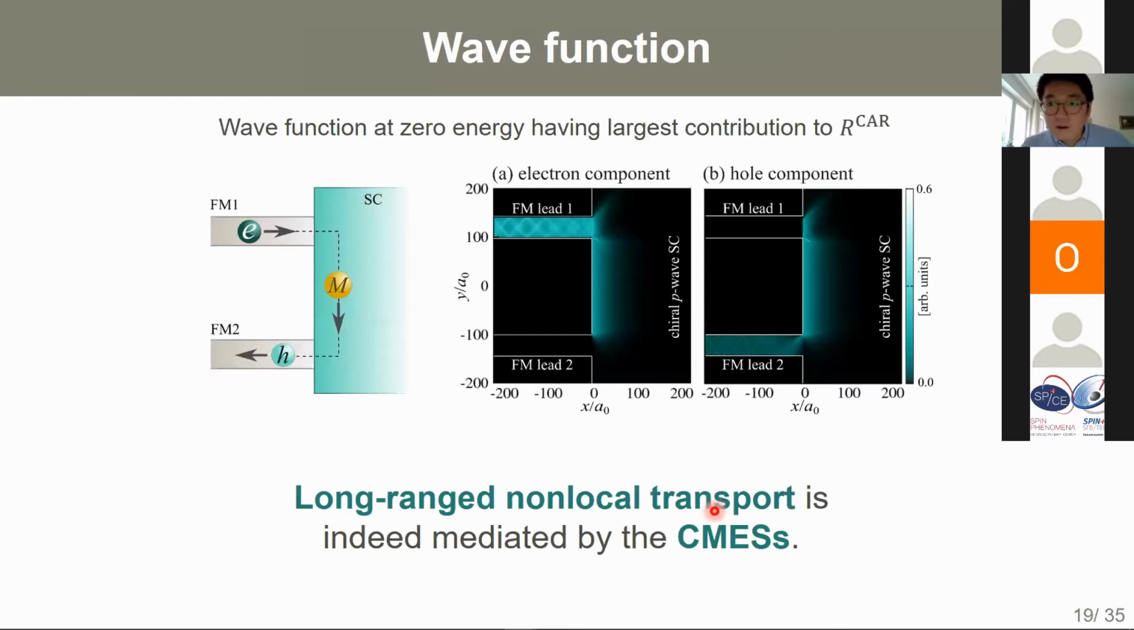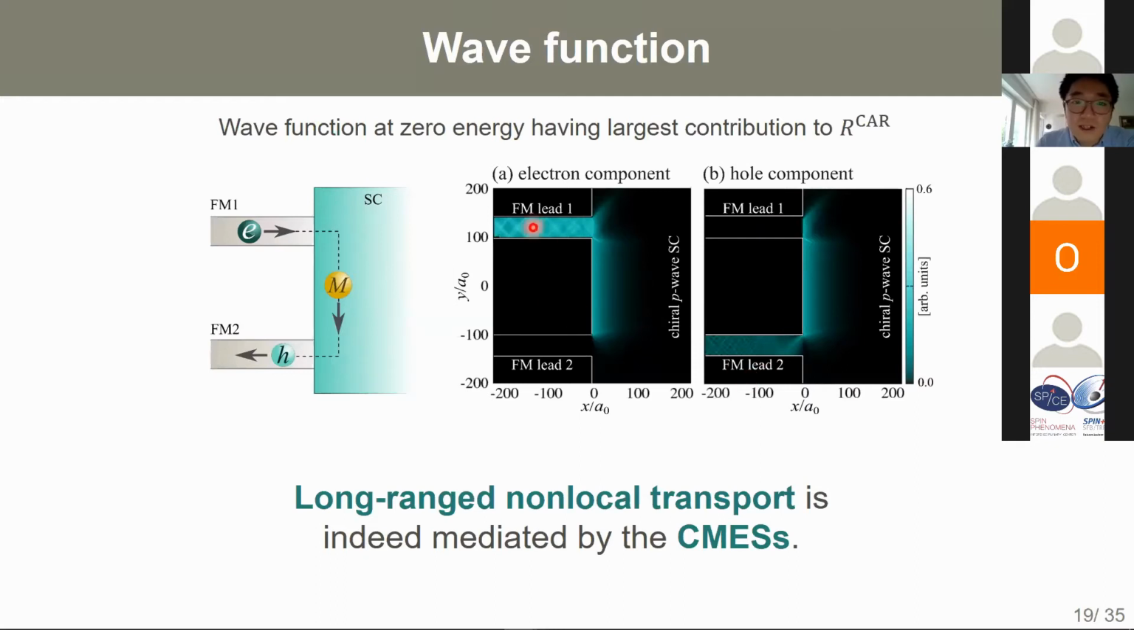And finally, we examine the wave function of this system. More specifically, we focus on the eigenstates, the eigenwave functions of this system having the largest contribution to the crossed Andreev reflection. So we pick up the eigenstates contributing to this kind of scattering process. And this is a numerical result. This is the amplitude for the electron component of the wave function, and this is the result for the hole component of the wave function.